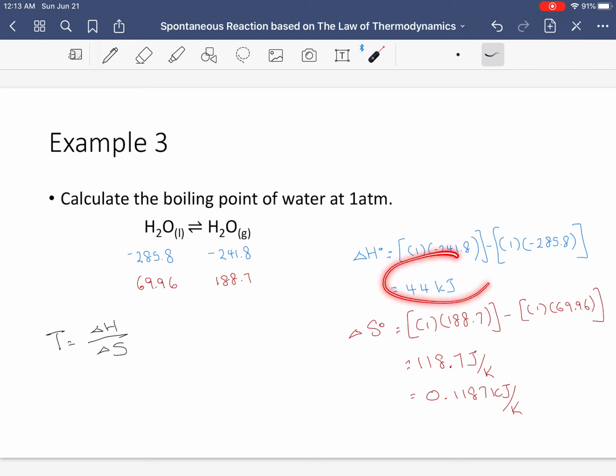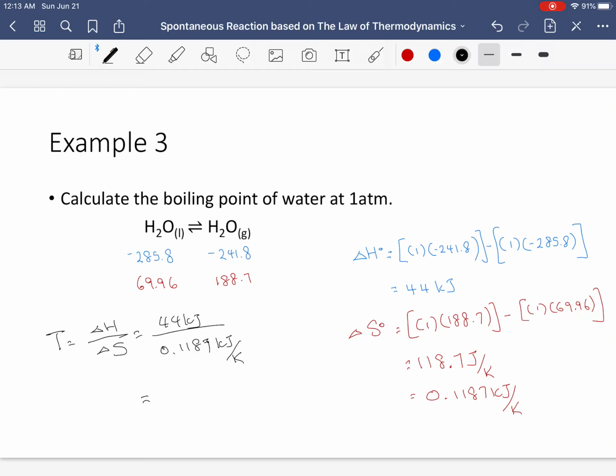Okay, that when you divide these two numbers, you're going to end up with temperature. Okay, because kilojoules and kilojoules would have crossed out. The denominator of a divisor is a numerator. So, hey, let's plug this in. So you have 44 kilojoules divided by 0.1187 kilojoules per Kelvin. The answer should be in Kelvin. Okay, and my calculator says 370 Kelvin.